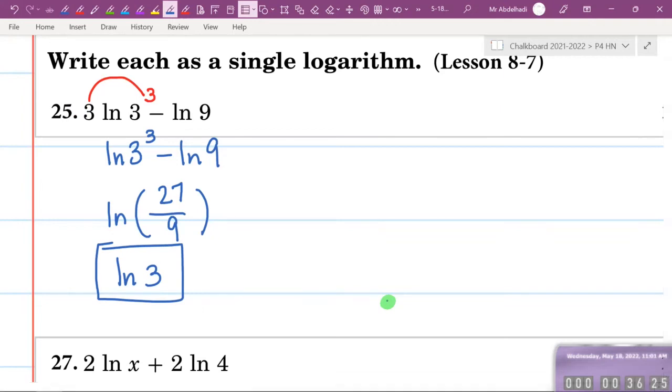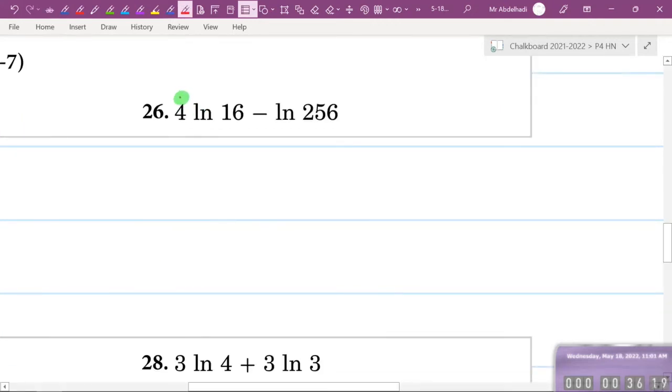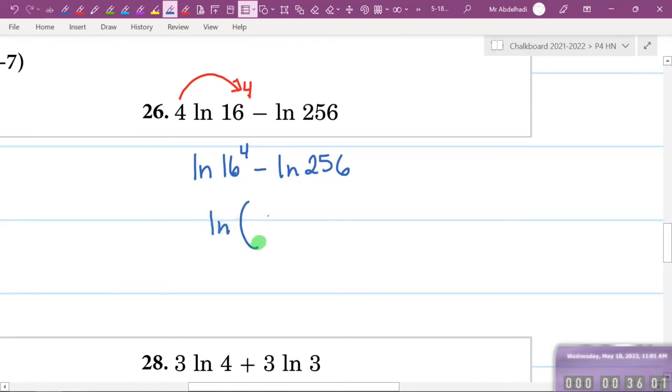Okay, number 26. Once again, we have a power sitting in front of the logarithm that's blocking us from using the quotient rule. So we'll bring it up here, right? And your first point is ln 16 to the 4th minus ln 256. Now, this is a quotient rule. So this is going to be ln of whatever 16 to the 4th is over whatever 256 is. So there's your quotient rule.